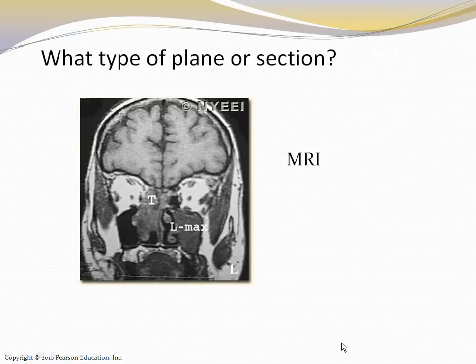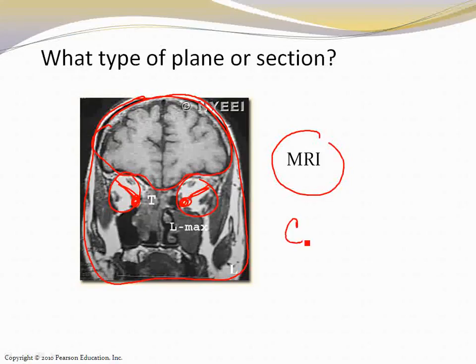Okay, one more over here. What type of plane or section is this? Now, they don't have to go through the entire body, as we just saw with the head, but hopefully you can recognize the shape of a head here, and here are our two eyes right there. Hopefully that looks a little bit like a brain to you. This is an actual MRI image, and so obviously that's a coronal or a frontal view of the head.